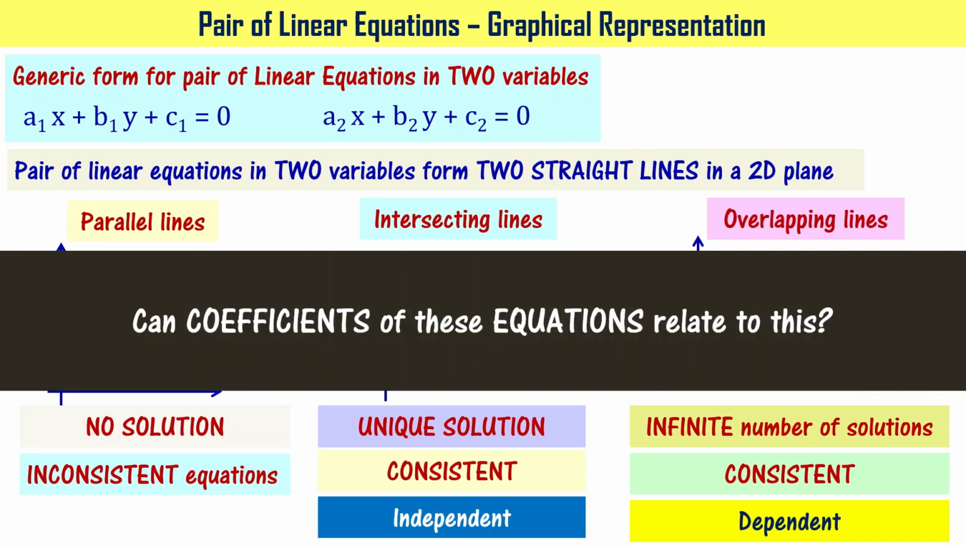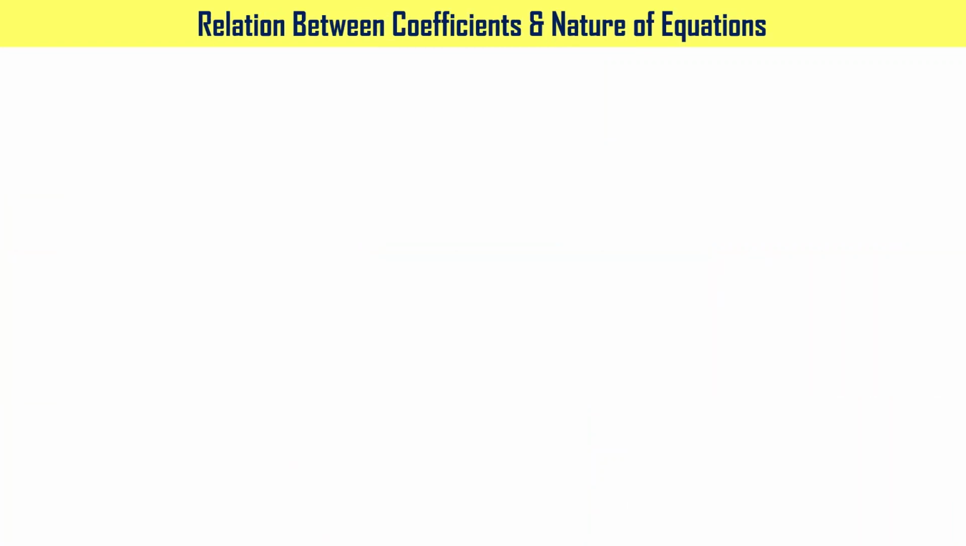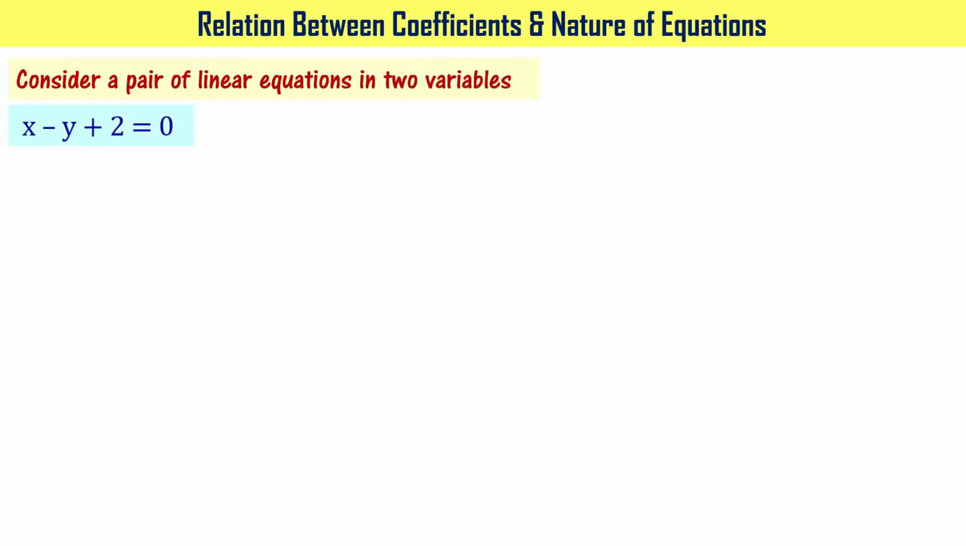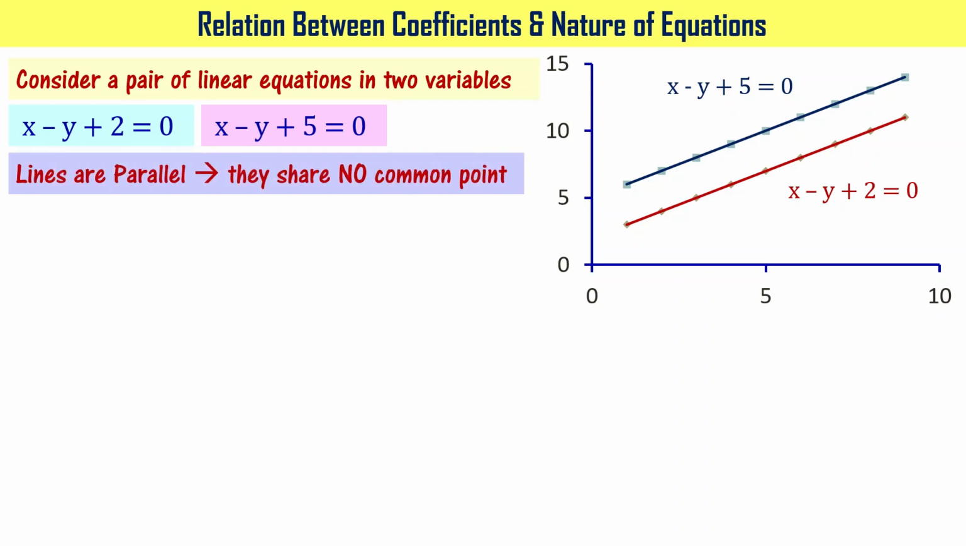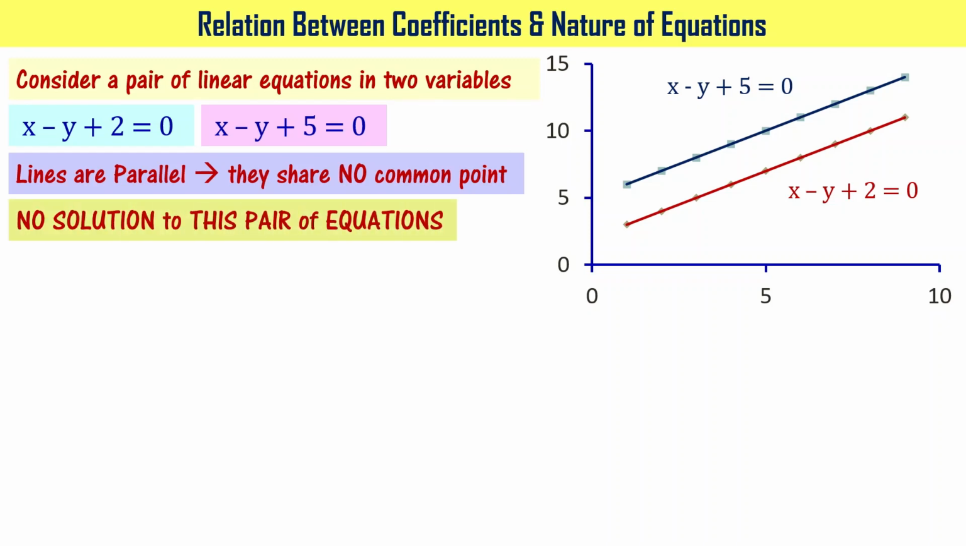But now the question is, can the coefficients of these equations relate to this? To understand that, let's see what the relation is between coefficients and nature of equations. Let's consider a pair of linear equations in two variables, x minus y plus 2 equal to 0, x minus y plus 5 equal to 0. When you plot those two equations, you get a figure like this. The lines are parallel, hence they share no common point. It means no solution exists for this pair of linear equations, right?